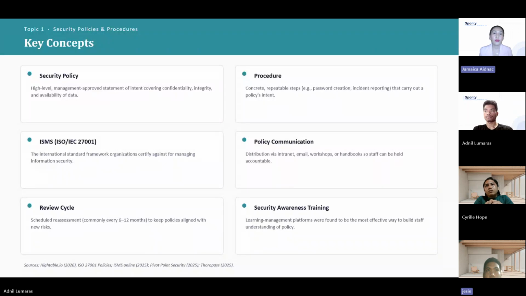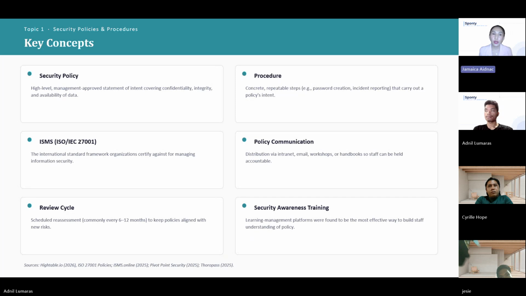Effective policy programs follow a life cycle. Draft, get senior management approval, communicate to staff, train employees, and review on a fixed schedule, commonly every 6 or 12 months, to keep pace with new risks and regulatory changes. Rather than one massive document, most organizations now use a modular, topic specific set of policies, which makes ownership and auditing easier since each policy can be assigned to the manager best positioned to keep it current.